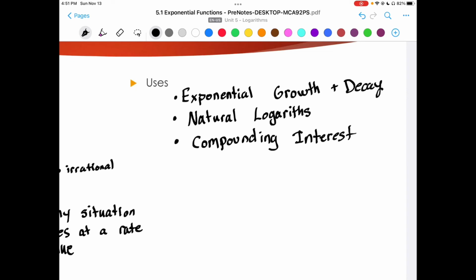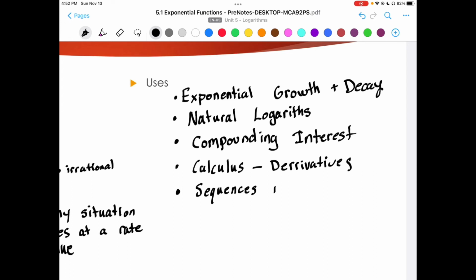We use it in calculus with derivatives. We'll use it again in calculus and maybe in this class, sequences and series. And then we use it to help us find complex roots.